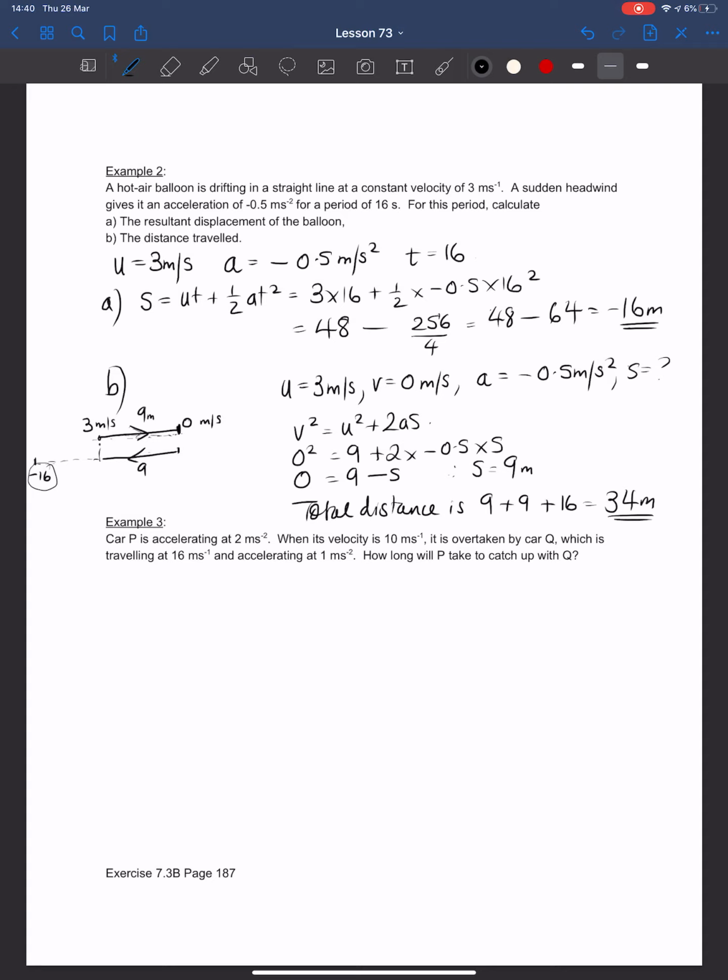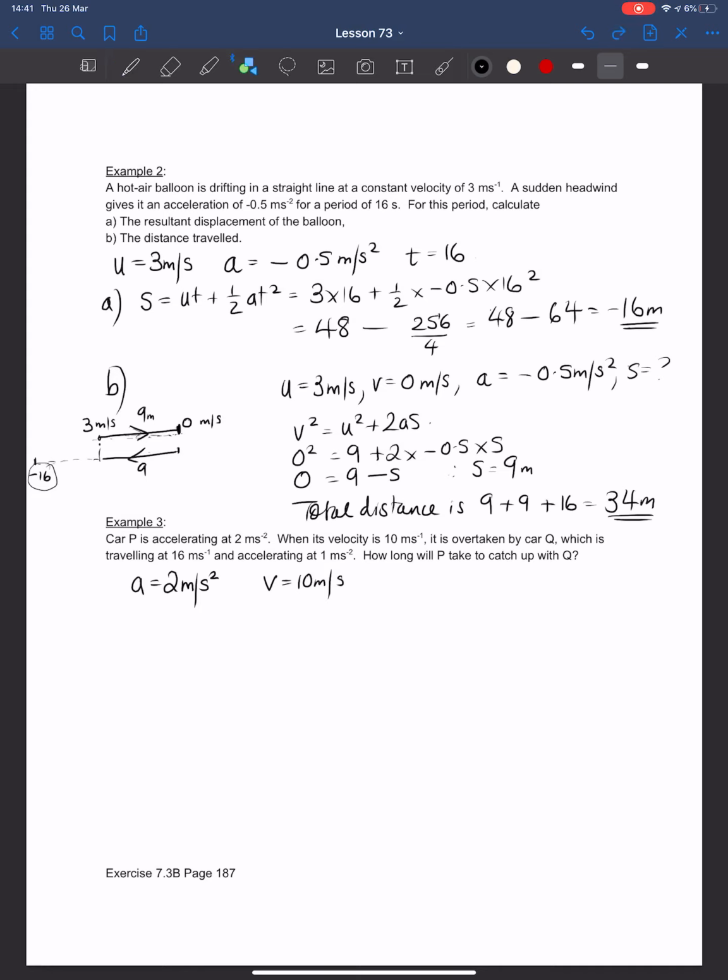Right, example 3. Car P is accelerating at 2 metres per second squared. Let's write that down. Acceleration 2 metres per second squared, when its velocity is 10. It is overtaken by car Q, which is travelling at 16 metres per second and accelerating at 1 metre per second squared. How long will P take to catch up with Q?